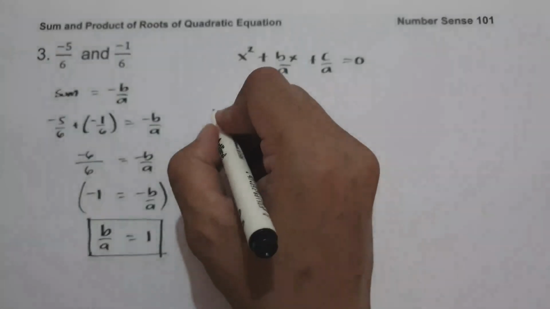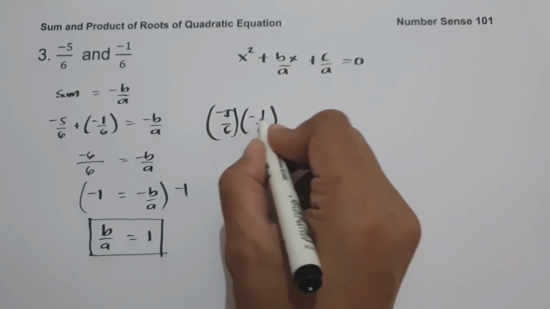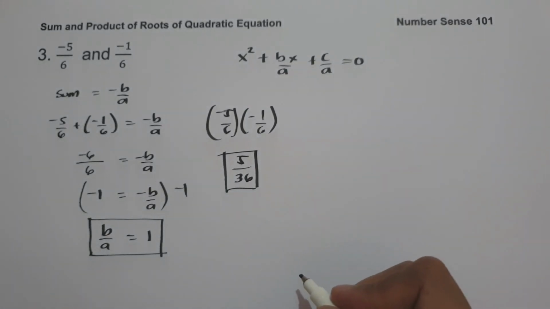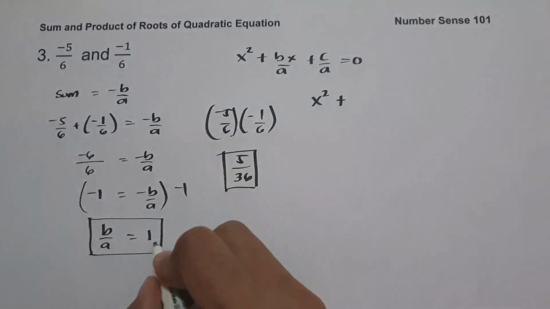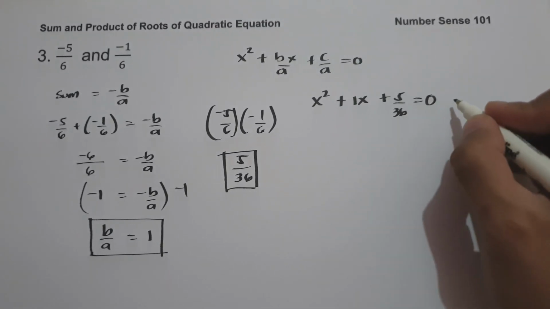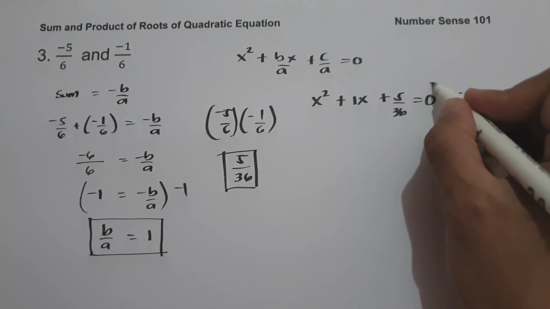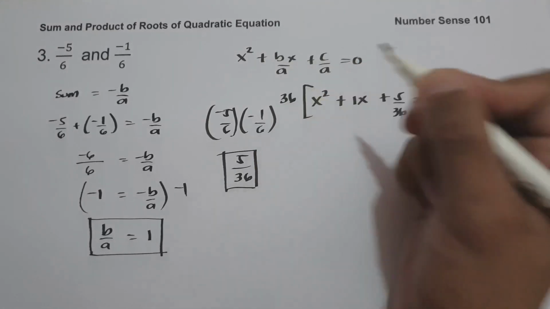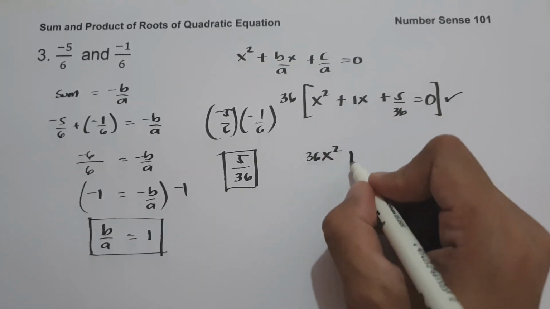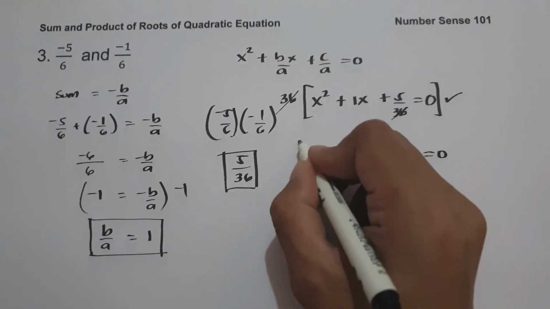And for the product, we have negative 5 over 6 times negative 1 over 6. Negative 5 times negative 1 is positive 5. 6 times 6 is 36. And to write the quadratic equation, this will be x squared plus the sum, that is 1x, plus 5 over 36 equals 0. So you can write your answer in this form, or if you want to eliminate the denominator, let us simply multiply the whole equation by the denominator, which is 36. 36 times x squared is 36x squared. 36 times 1x is 36x. Let us cancel the denominator. And then 5 equals 0. And this will be our answer.